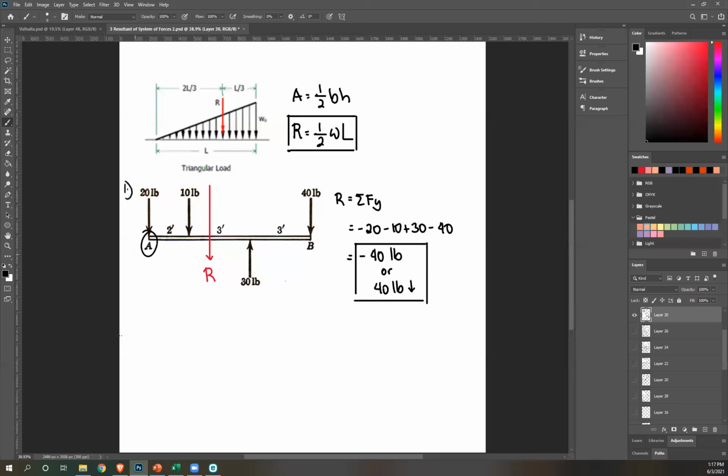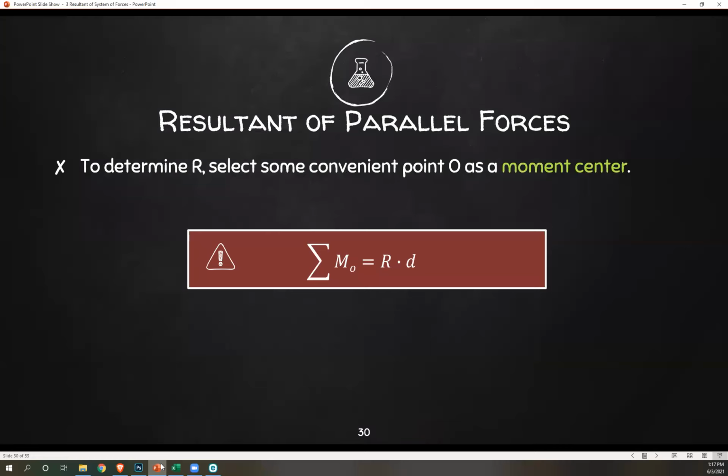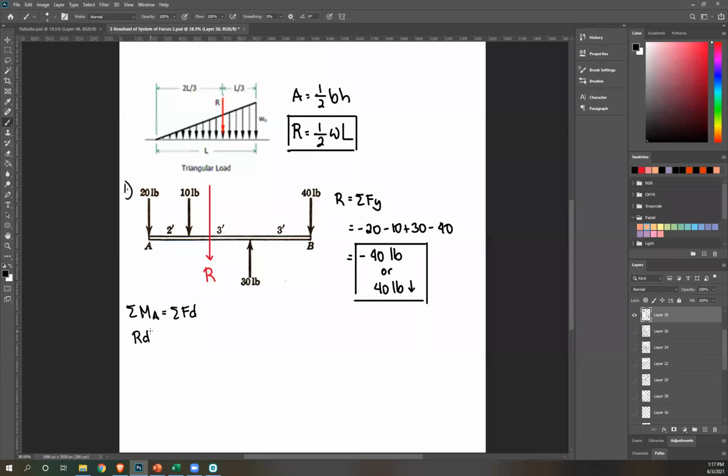So again, I'm going to take reference point A. You can choose B. That's fine. It's not specified in the problem, so it's up to you. So summation of moment about A is equal to summation of forces times distance. And then another equation, let's look at our given here. It's also equal to RD, where D, once again, is the position of our resultant. So MA is also equal to RD.